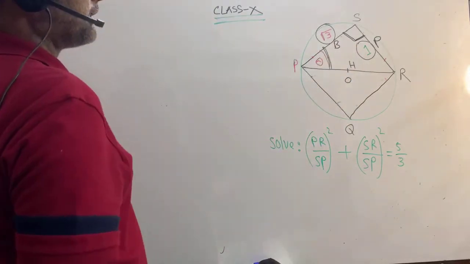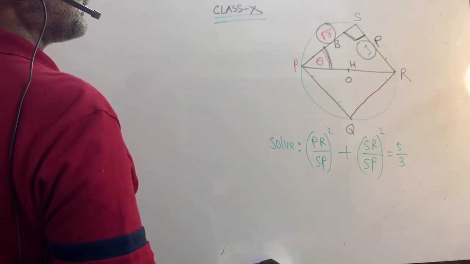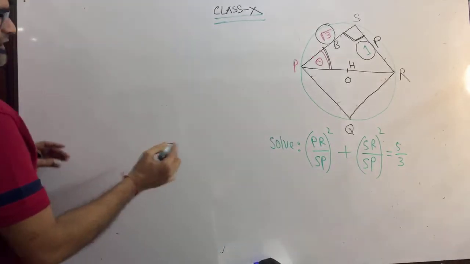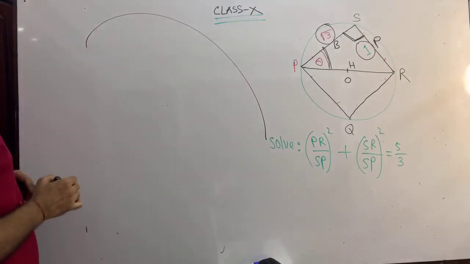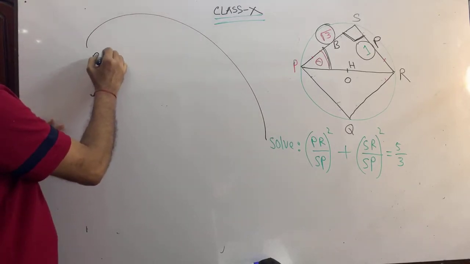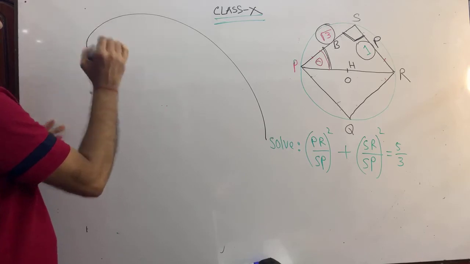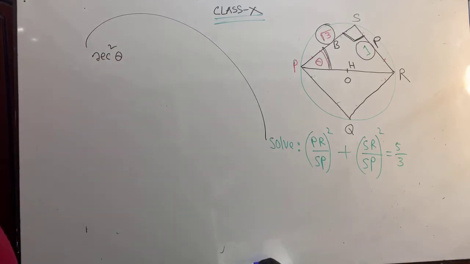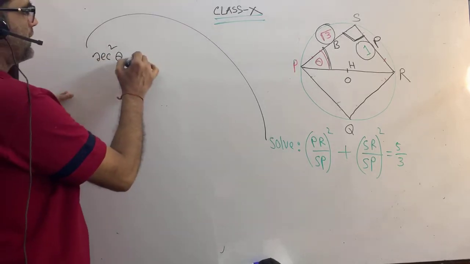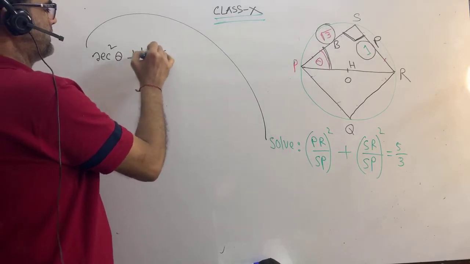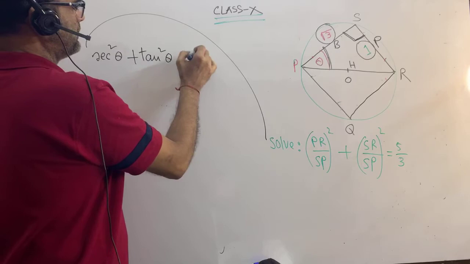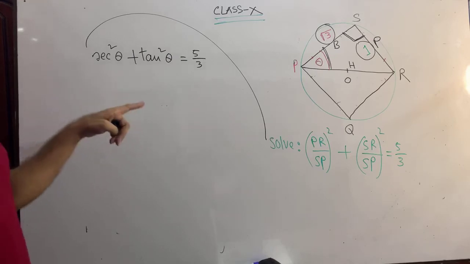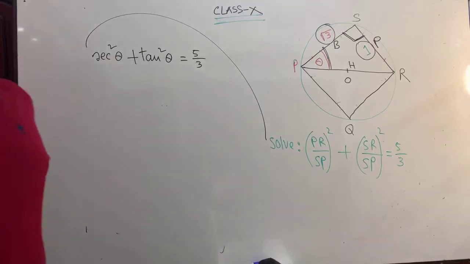Now what is PR? PR is the hypotenuse. SP is the base. Hypotenuse by base equals what? Sec square theta. Now what is SR? SR by SP, perpendicular by base, equals tan square theta. Now it is equal to 5 by 3. Now from here you have to find the value of theta.